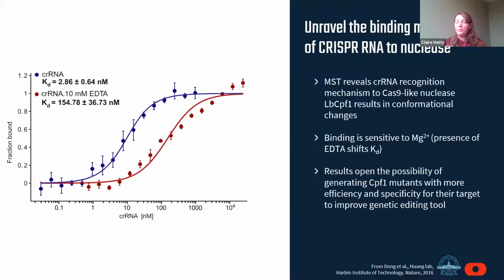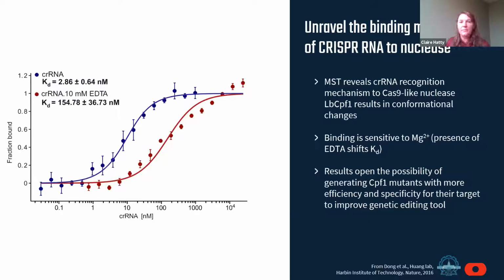So here we have a protein-nucleic acid interaction. It's an example of how MST has been used to help unravel the binding mechanism of a CRISPR RNA to a Cas9-like nuclease. So in this case, the nuclease, the protein, was fluorescently labeled, and the RNA was titrated. But it's also common to do it the other way around, for example, by using a Cy5 labeled RNA and titrating an unlabeled protein. So you could do this experiment both ways around.